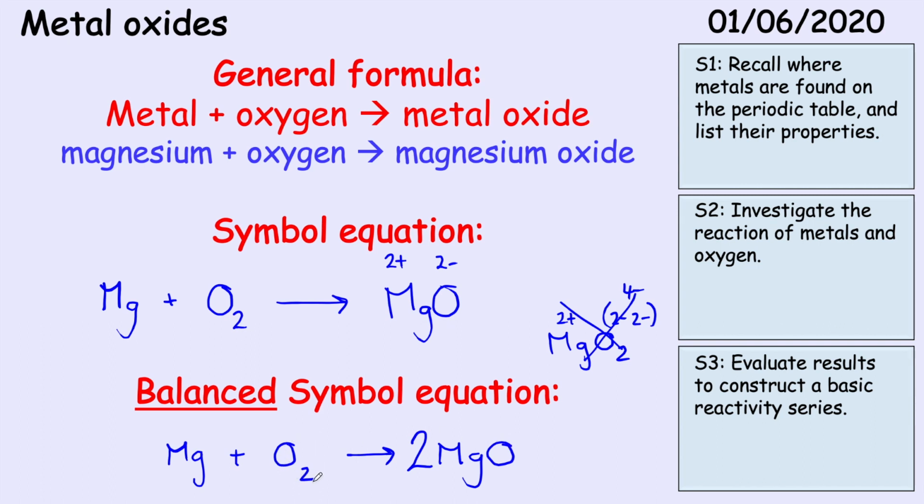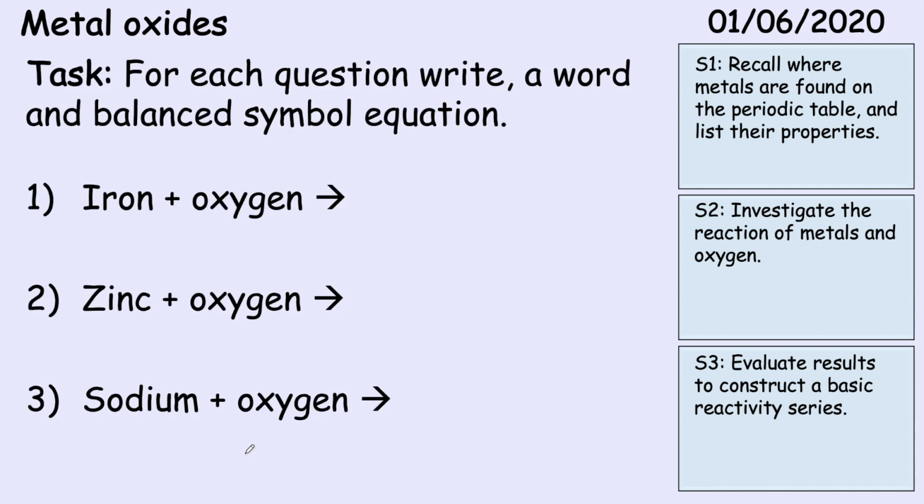We have 2 oxygens on the left, and we now have 2 on the right. But that's created another problem for our magnesiums, because we have 2 magnesiums on the right, but only 1 on the left. So to balance that, we put a big 2 here as well. Now that's balanced.